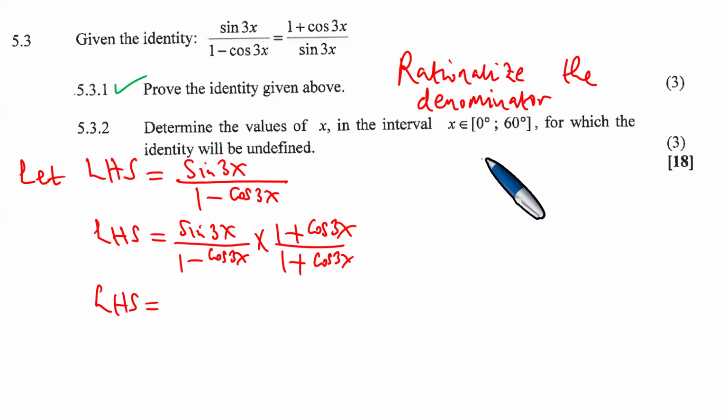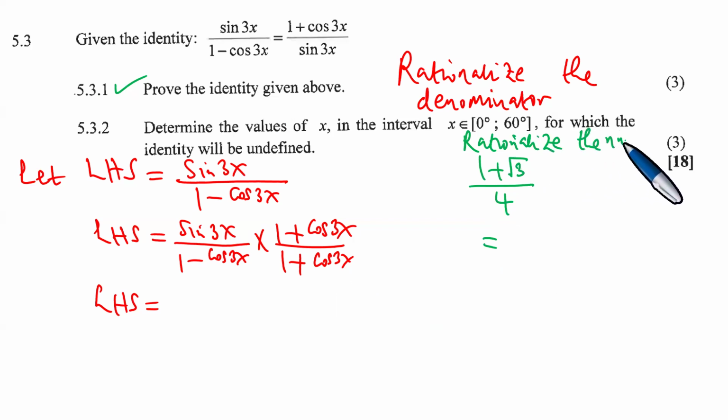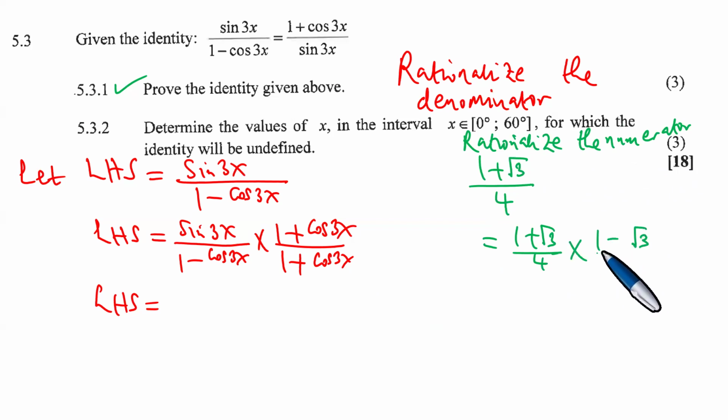For example, we can have 1 plus the square root of 3 divided by 4. Let us rationalize the numerator here, and that is the instruction. How do we rationalize the numerator? We have 1 plus this and 4, and we multiply by the conjugate.